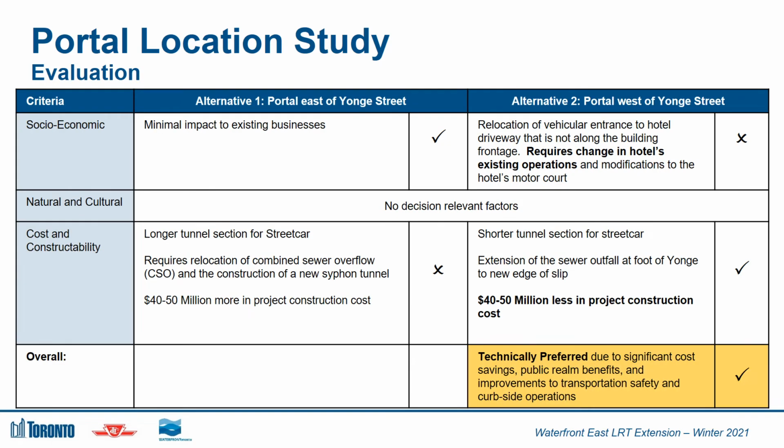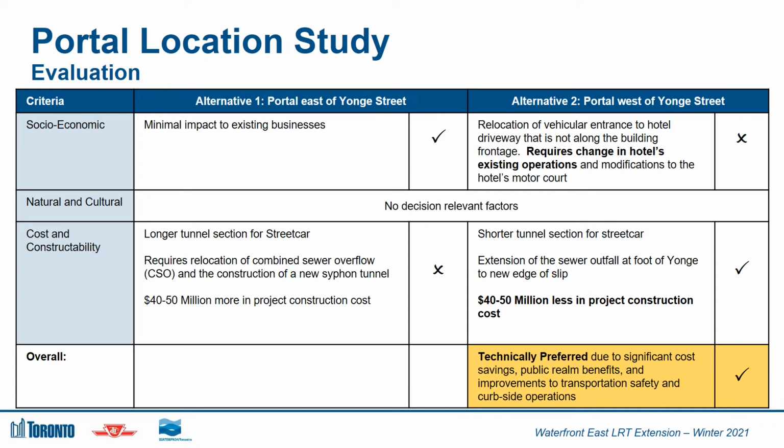From a socioeconomic perspective, the portal east of Yonge Street is preferred as it does not require the relocation of the hotel's motor court entrance that the portal west of Yonge Street necessitates. This ultimately results in the portal east of Yonge Street having less impact to the current operations of the hotel. In terms of the natural and cultural considerations, there are no decision-relevant factors.